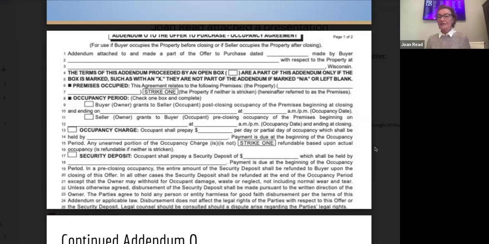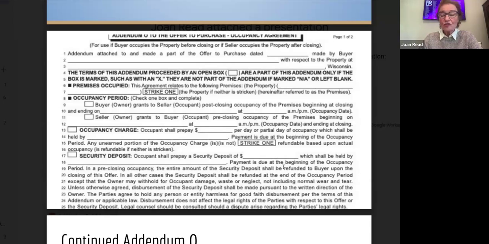You know, the seller wants to stay there after closing for a week and a half. He gets everything done. He's fine. His next place is ready and he wants to leave after a week. He gets refunded the days that he didn't stay there.